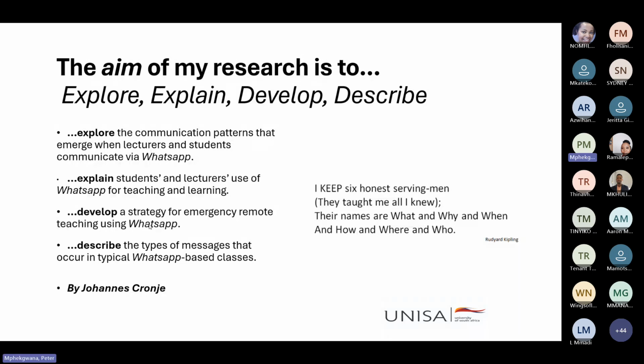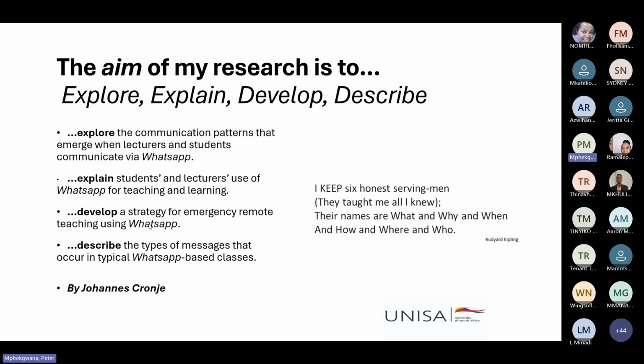So that's why we link these six honest serving men with those: explore, explain, develop, and describe. Again, the explore, the explain, the develop, and describe. You can paraphrase this using why, what, when, how, where, who. Can we give it a try, to paraphrase these research questions using the what, why, when, how, where, who?